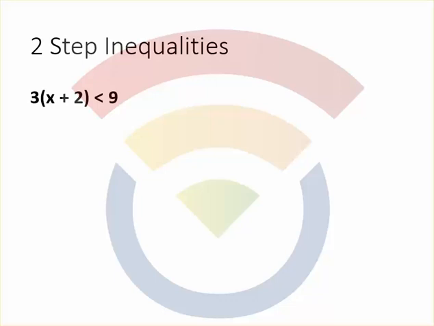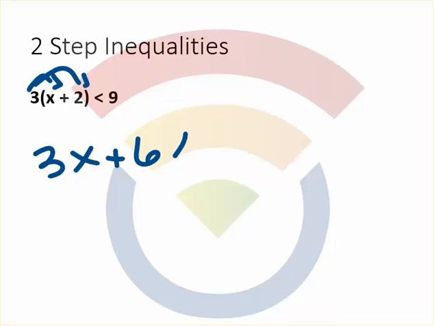Let's solve 3 times x plus 2 is less than 9. We have to use the distributive property to get rid of that parentheses. So I'm going to multiply through by 3. So 3x plus 6 is less than 9.